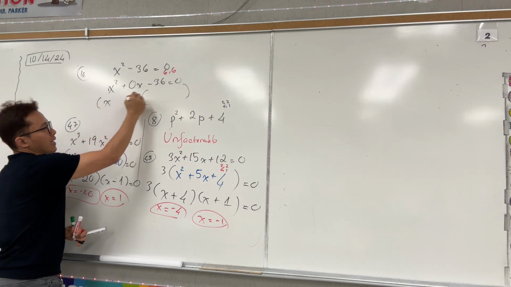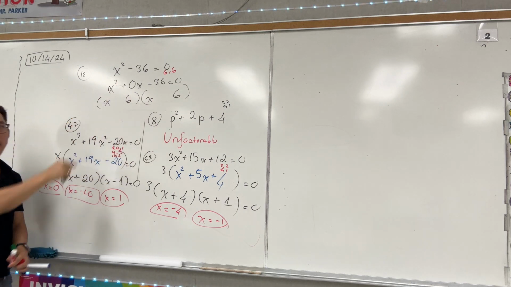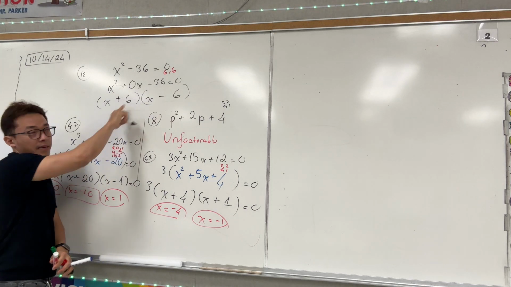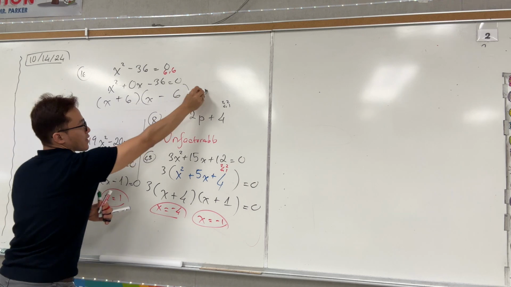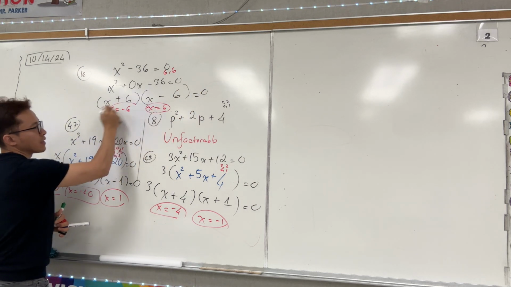So x 6 and x 6. What is the sign of this 6 and this 6 so that you can get 0? One positive, one negative. 6 minus 6 is 0. Right? So the answer here, x equal to? And x equal to?